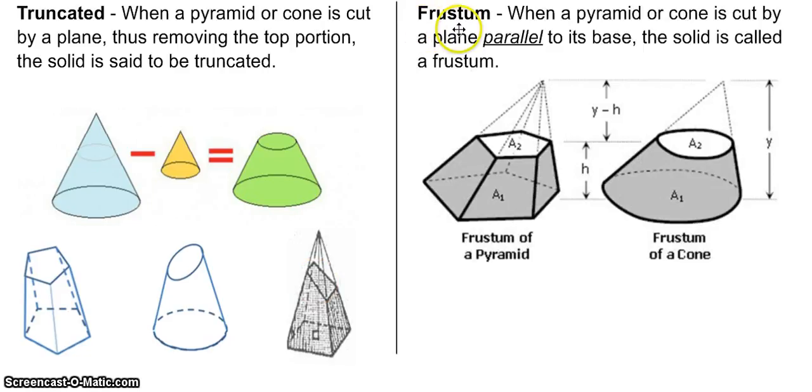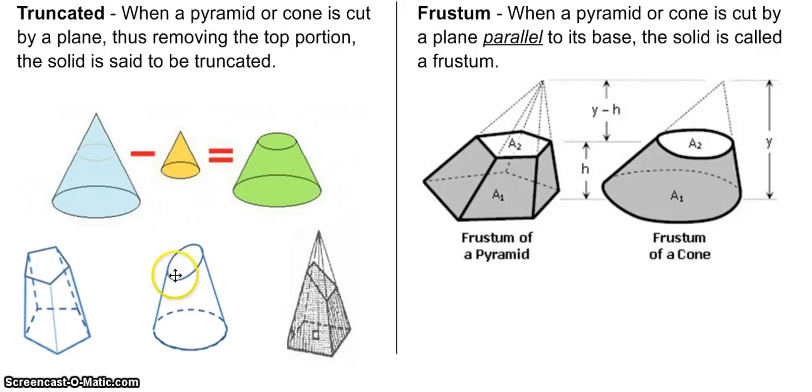A frustum is a type of truncated solid. When a pyramid or cone is cut by a plane parallel to its base, the solid is called a frustum. So for example, we have a frustum of a pyramid and a frustum of a cone. You'll notice they are very similar to the truncated solids, and in fact, they're a type of truncated solid. The big difference is that in a truncated solid, this slice can come at any angle.